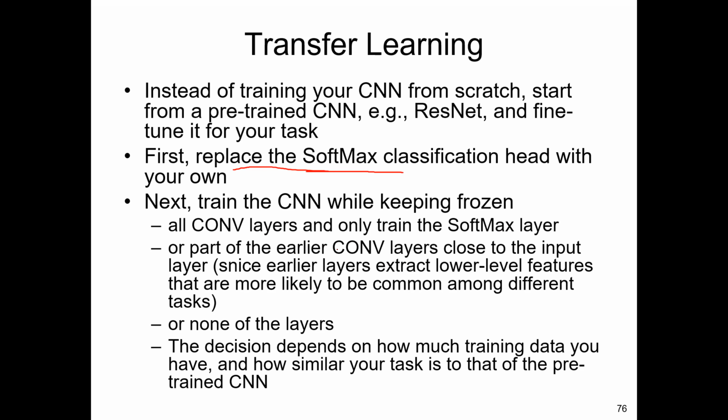The reason that you freeze the earlier layers is because early layers extract lower level features that are more likely to be common across the different tasks. No matter if you are doing German traffic sign or ImageNet, the earlier layers always extract the corners, the edges, the very low level features. It's the upper layers that extract more semantically meaningful, more abstract features. So you always freeze the early layers, up to all the conv layers, during transfer learning.